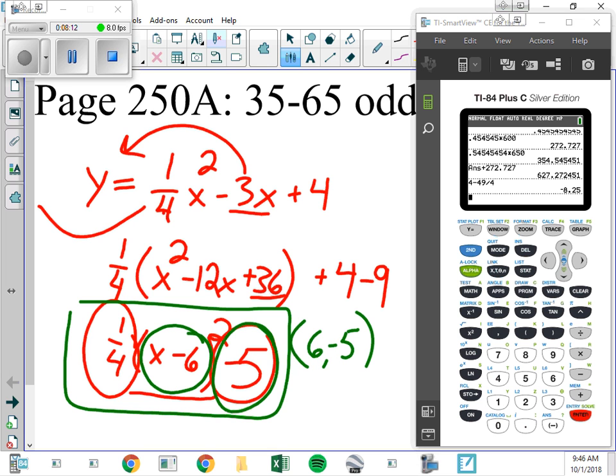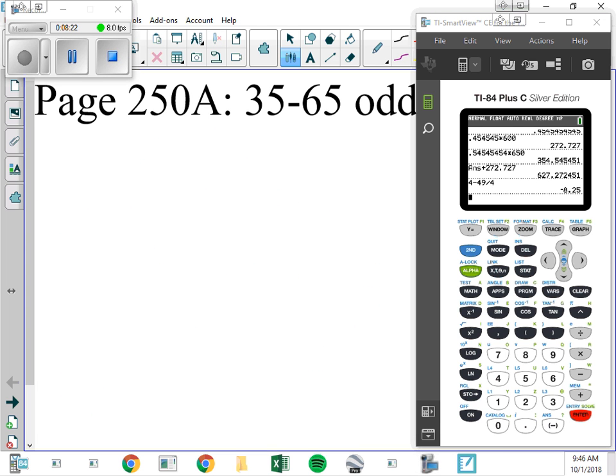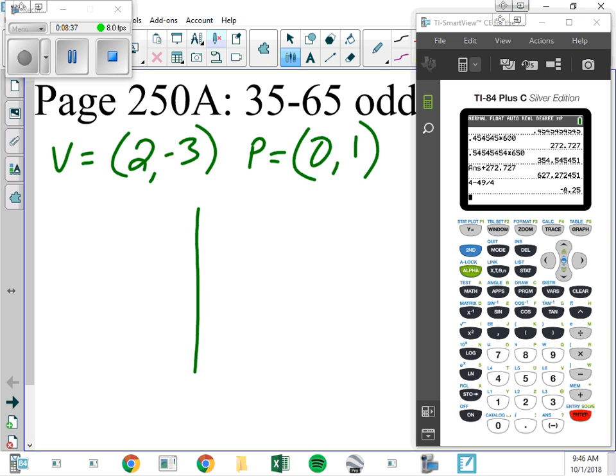Okay. The last section: find the quadratic equation that has the given vertex and goes through the given point. So let's do number 56 to start. I have a vertex, 2 comma negative 3, and I know that it hits the point 0 comma 1. So my vertex is positive 2, negative 3 right there, and I know it hits the point 0 comma 1 right there.